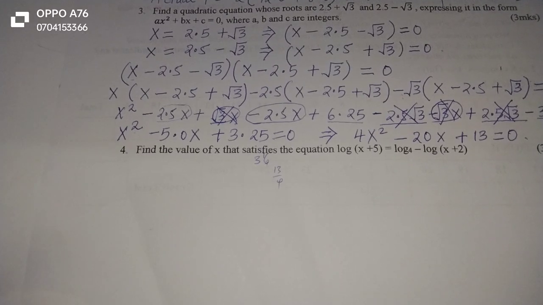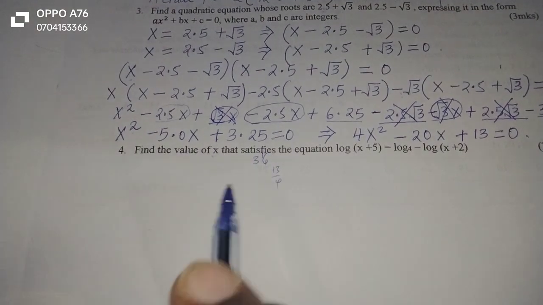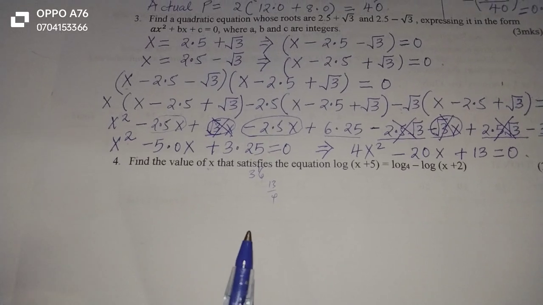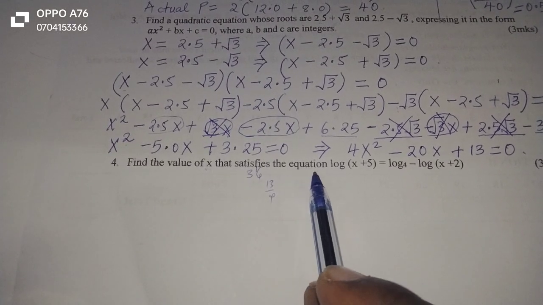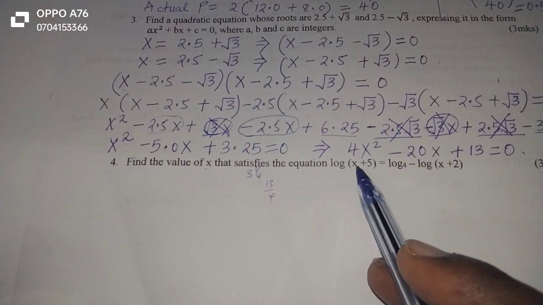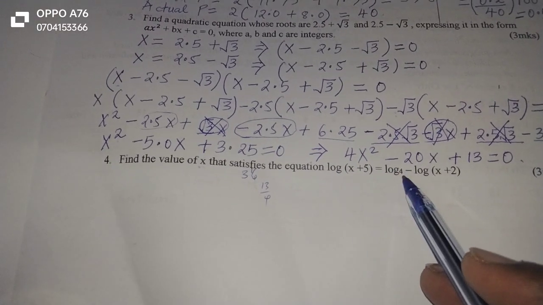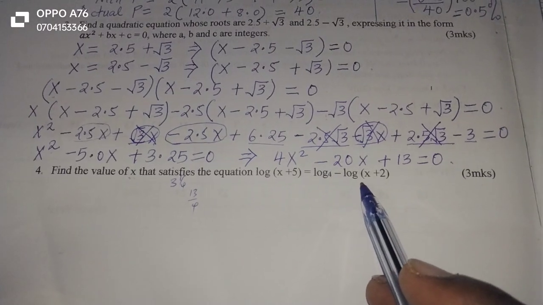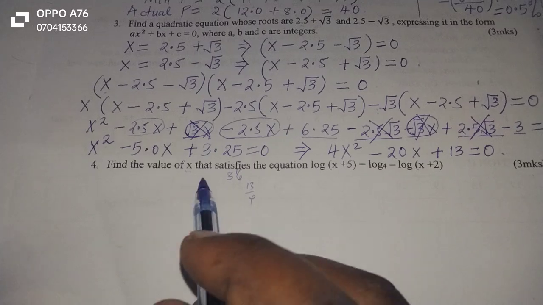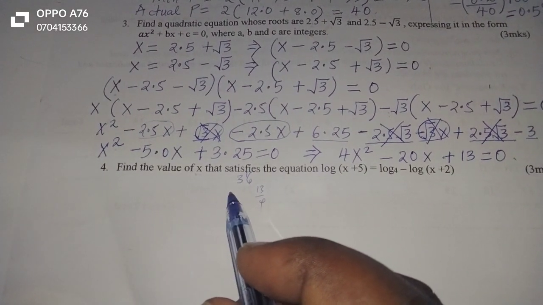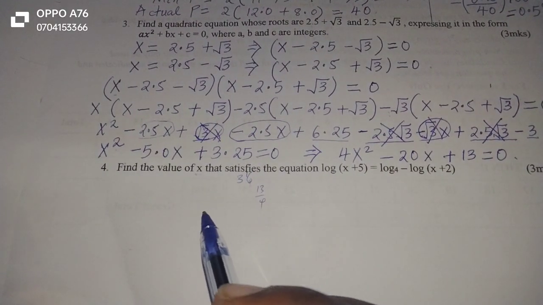We have a number 4, which is a question on logarithms. Find the value of x that satisfies the equation log of x plus 5 equals the log of 4 minus the log of x plus 2. Therefore, let me begin by introducing base 10 in this logarithm.